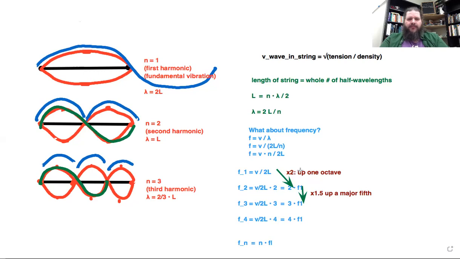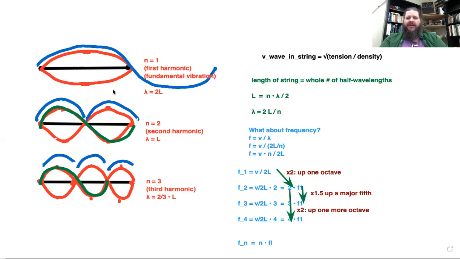But if we go from 2 to 4, what's the multiplier there? Yeah, that's another times 2. So that's another octave. So from F1 to F2, you're going up 1 full octave. From F2 all the way to F4, you're going up another full octave. But from 2 to 3, there's another in-between note.